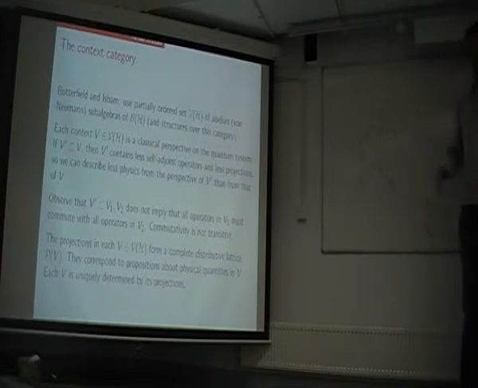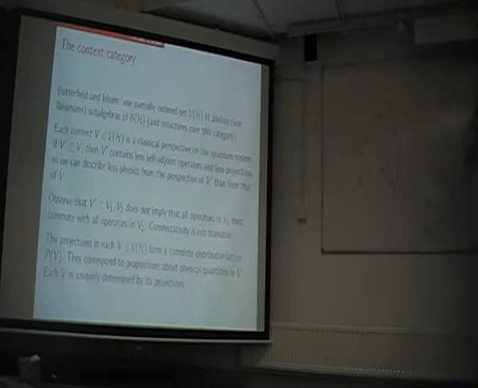The projections in each context V form a complete distributive lattice, denoted as P of V, and the emphasis is on distributive here. So there's no interpretation problem whatsoever looking from the perspective of a single context. And of course these projections correspond via the spectral theorem to propositions about physical quantities in V. And each V is uniquely determined by its projections because the von Neumann algebra is generated by its projections.